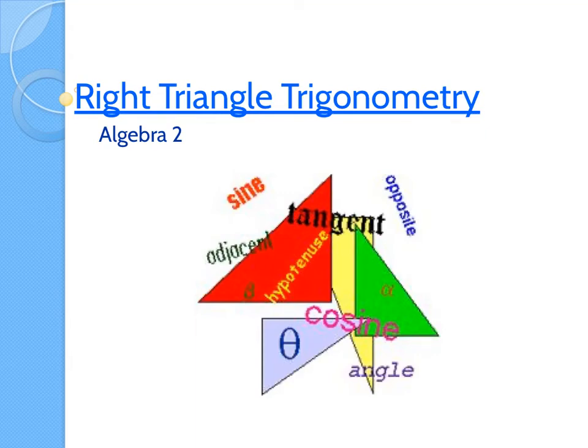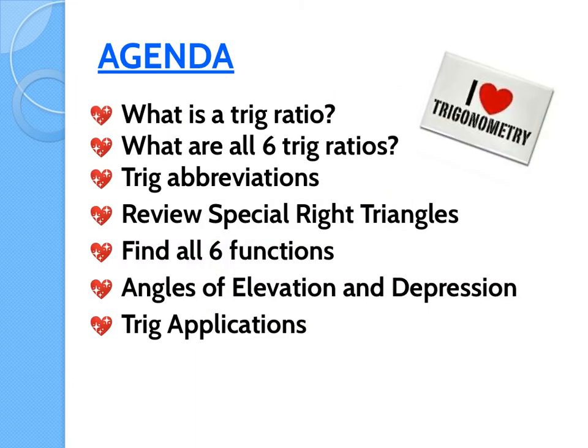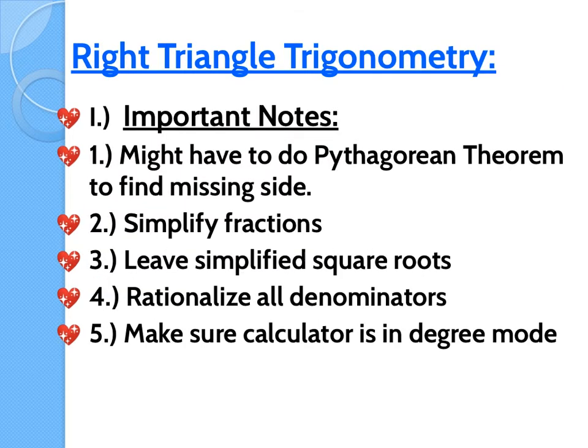Let's learn everything about right triangle trigonometry. We'll talk about what is a trig ratio, what are all 6 trig ratios. We'll discuss the trig abbreviations. We'll review with special right triangles. We'll find all 5 functions. We'll talk about angles of elevation and depression, and we'll look at a couple of trig applications.